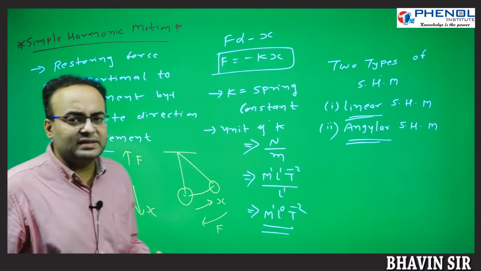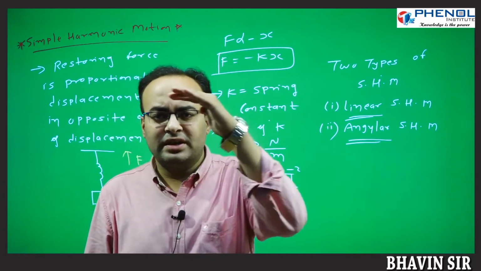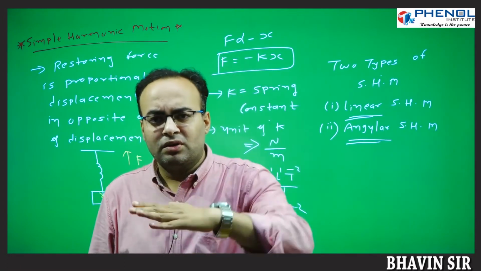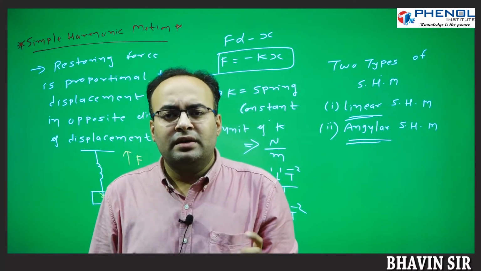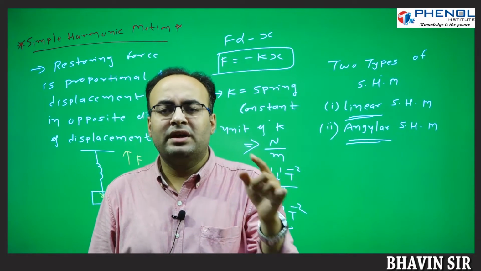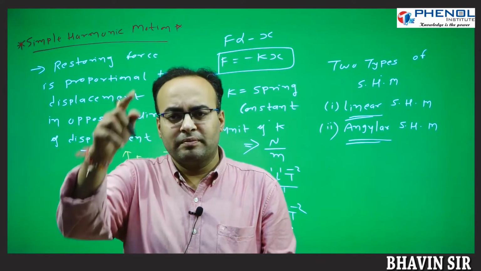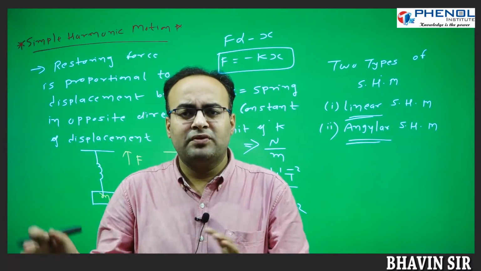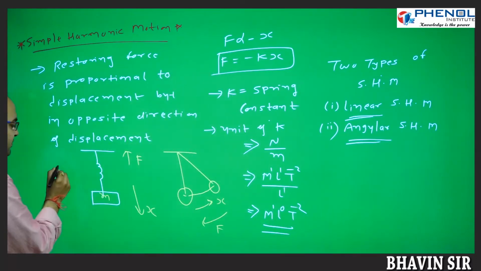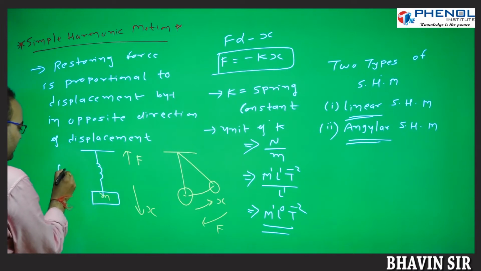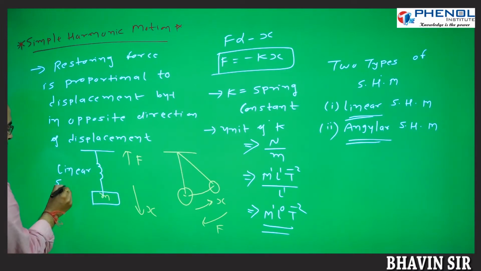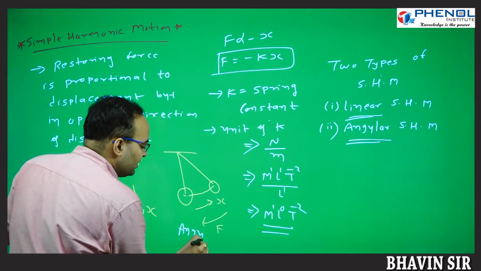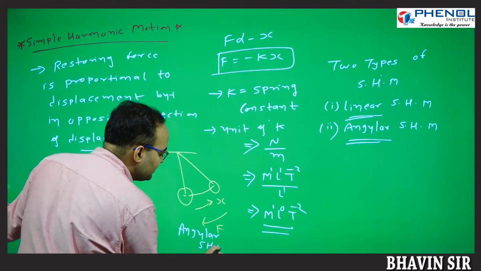Students, see, linear SHM means what? In the case of linear harmonic motion, the motion is in a straight line. Suppose spring is moving either like that or like that. And in the case of angular SHM, it moves in a circular path or an arc. Suppose a pendulum moving like that in the form of an arc. Okay, so it is angular SHM. The oscillation of spring is linear SHM, and this is angular SHM. First we discuss, students, linear SHM.